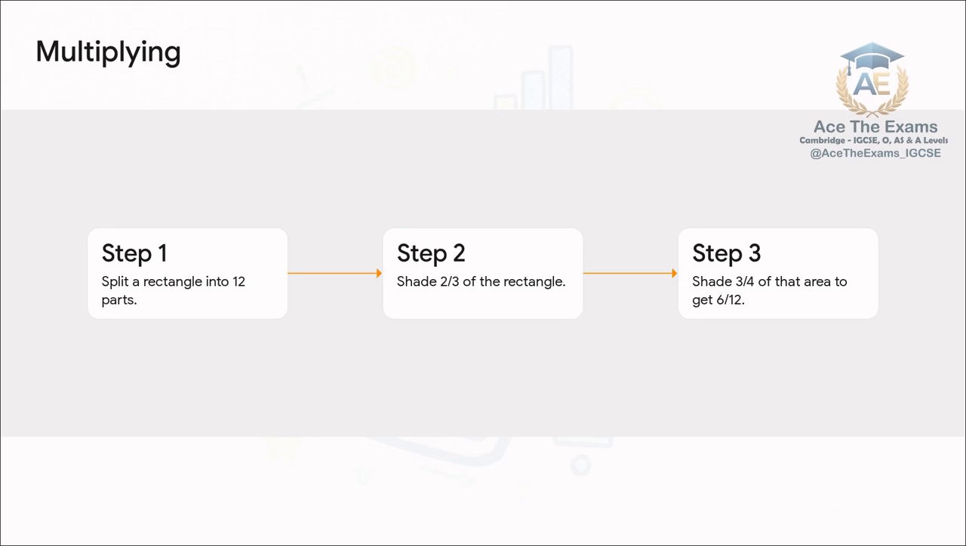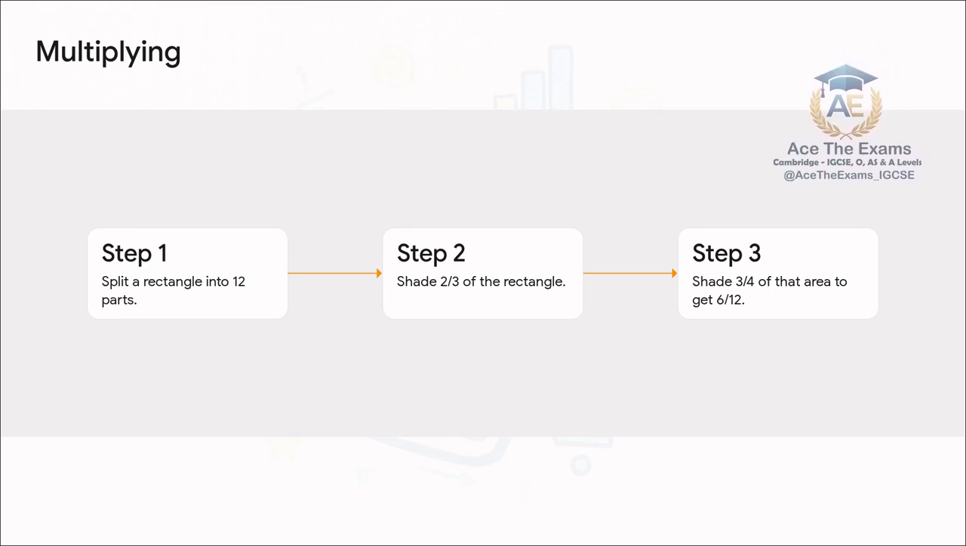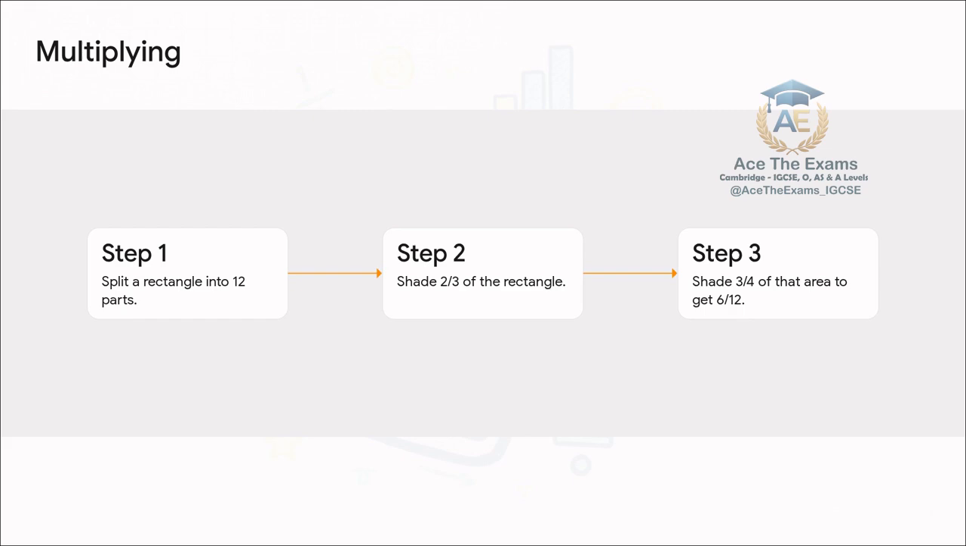We just multiply the numerator straight across. 3 times 2 is 6. And the denominator straight across, 4 times 3 is 12. And 6/12 simplifies perfectly down to 1/2.